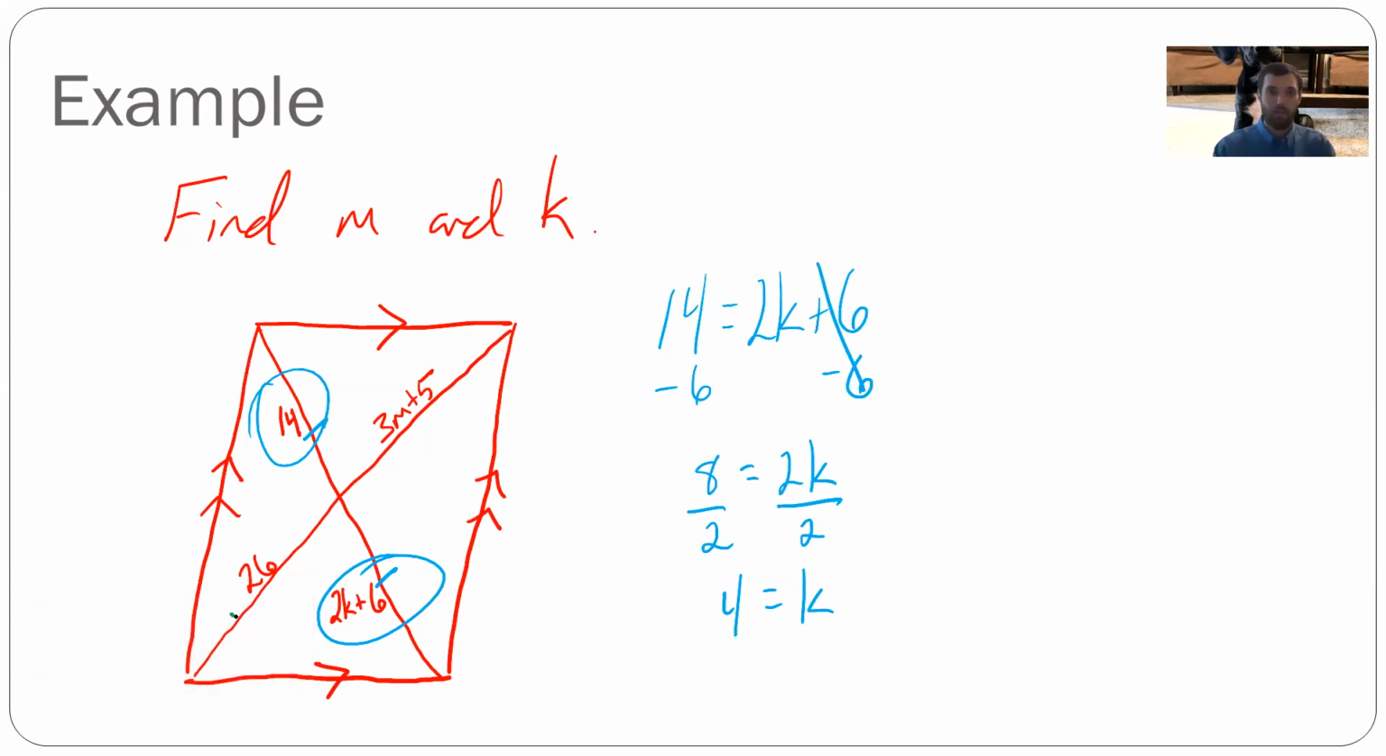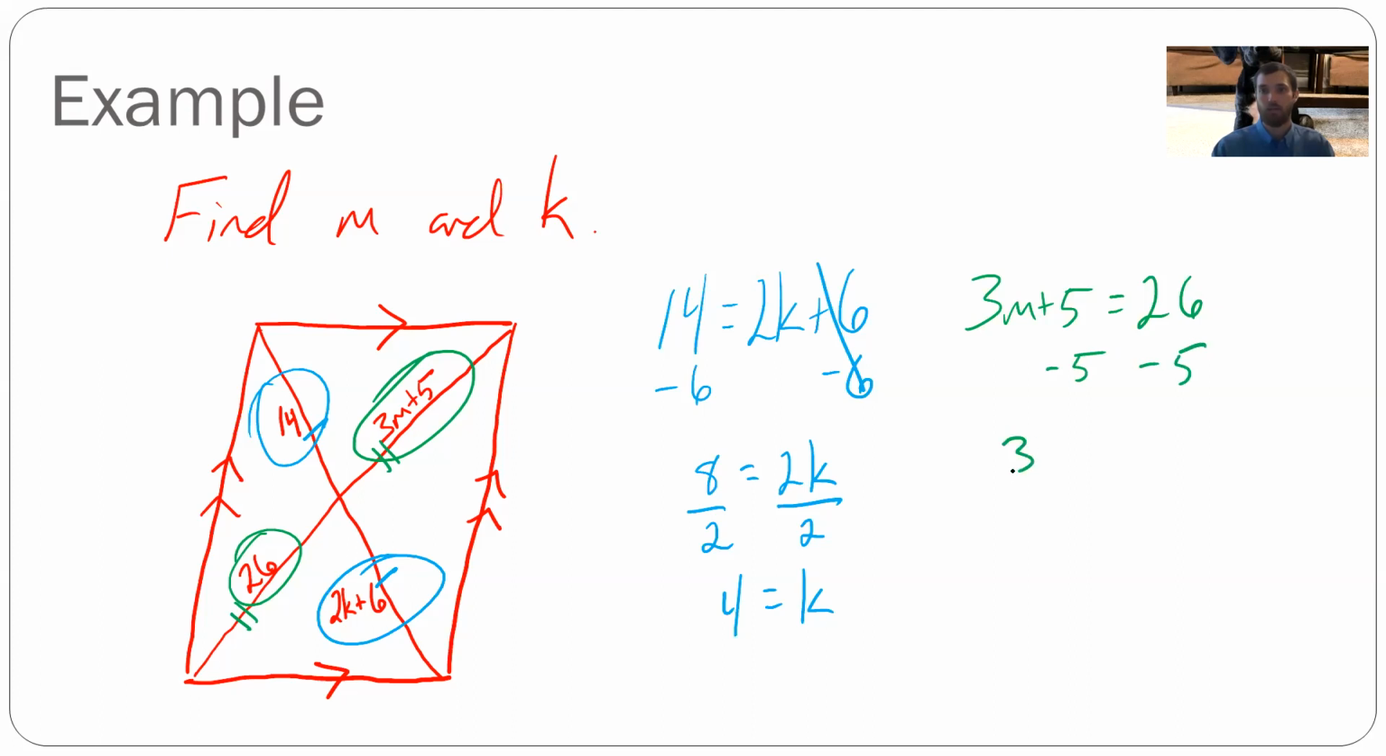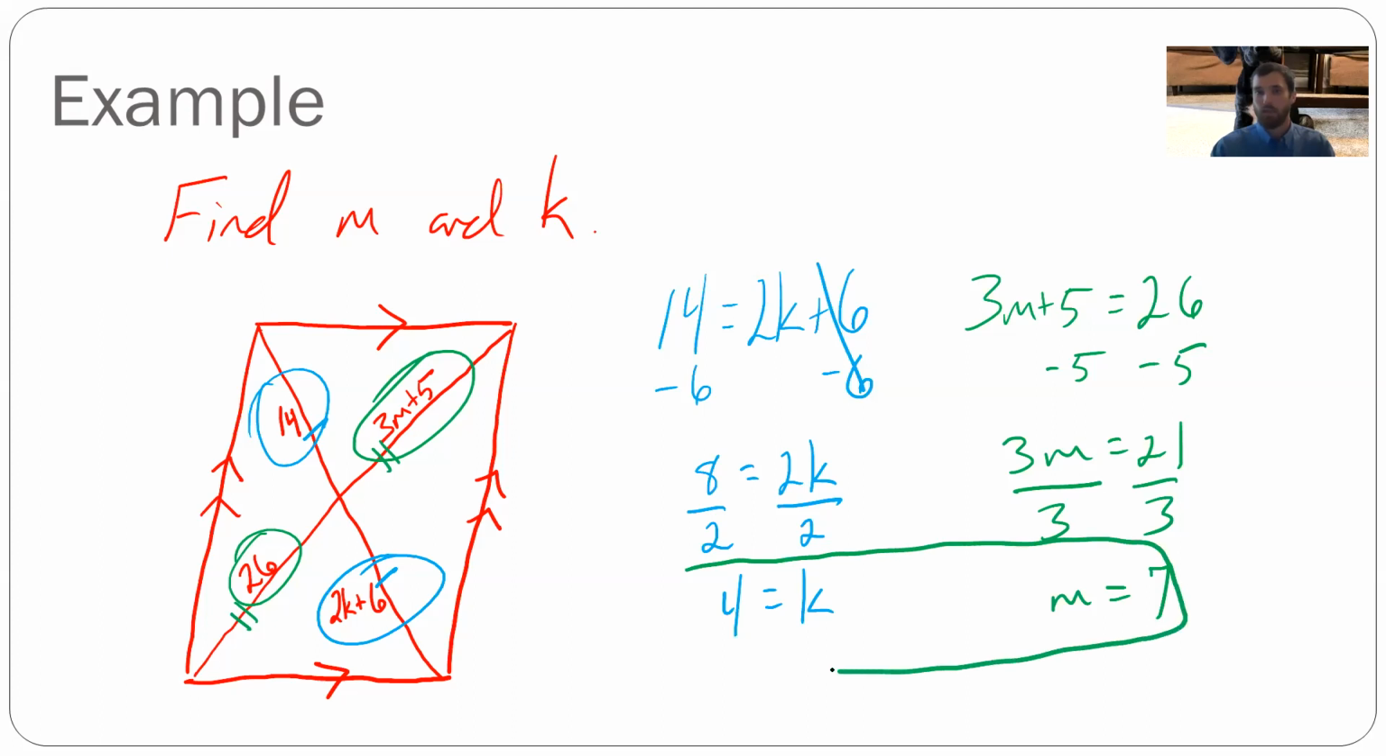Similarly, these get bisected. That 26 is the same as that 3M plus 5. So you can just set them equal to each other and solve for M. Minus 5, minus 5. 3M is equal to 21. Divide by 3, divide by 3. This is the easy part, folks. M is equal to 7. And these are my two answers, okay?